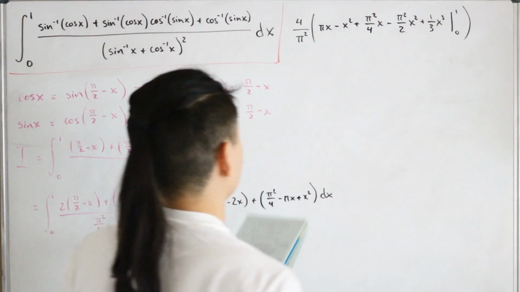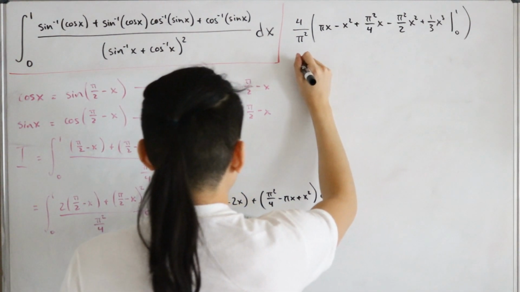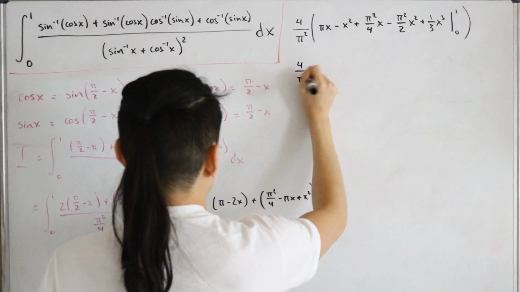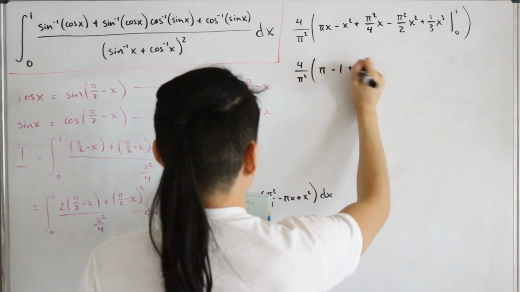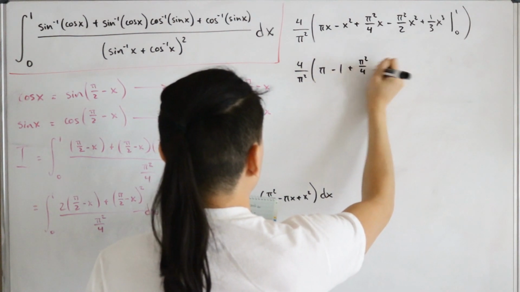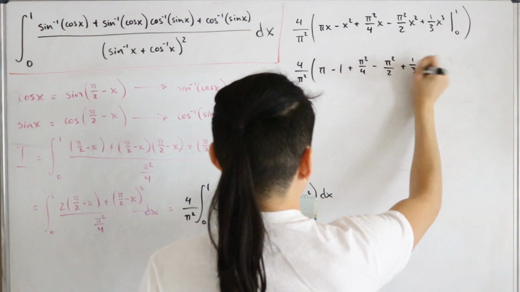And of course, if you just plug in 0, the whole thing is just going to vanish. So the only thing left is just to plug 1 in there. So 4 divided by pi squared, and then multiply. Now it's going to be pi, then subtract 1, add this with pi squared divided by 4, subtract pi squared divided by 2, and then add this with 1 over 3.